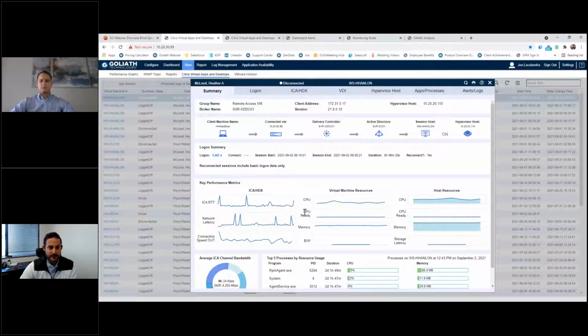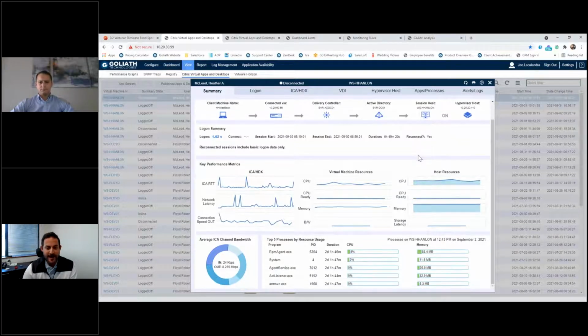So let's take a look at a specific use case here and what they're able to see. So we clicked into the user. We're able to see on this main page that user's path, their client machine, how they connected in. So we're able to see the cloud connector and that IP address right here. So the specific cloud connector they used. The delivery controller in Citrix Cloud that brokered the session. They're able to see the session host, and they're able to see the hypervisor host that VDI or that app server was running on.